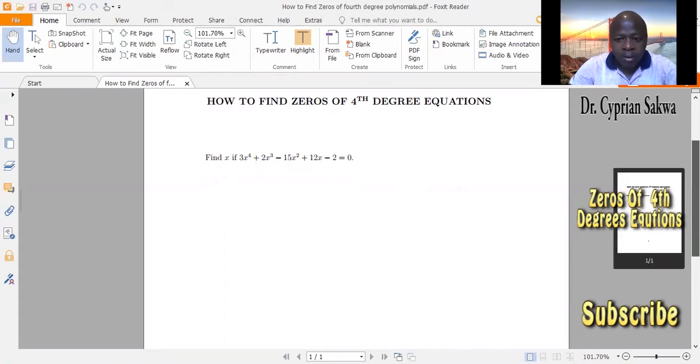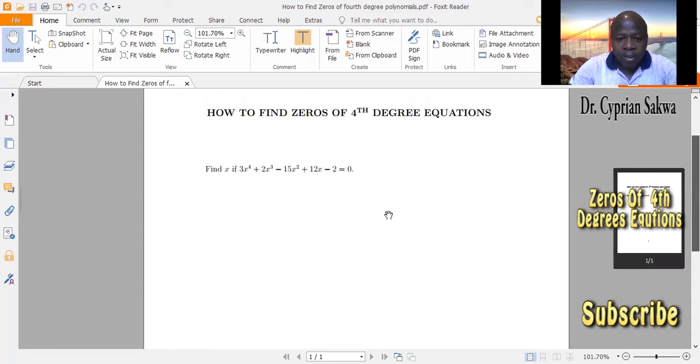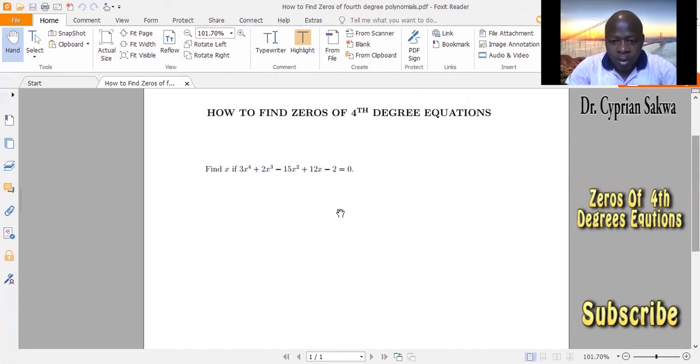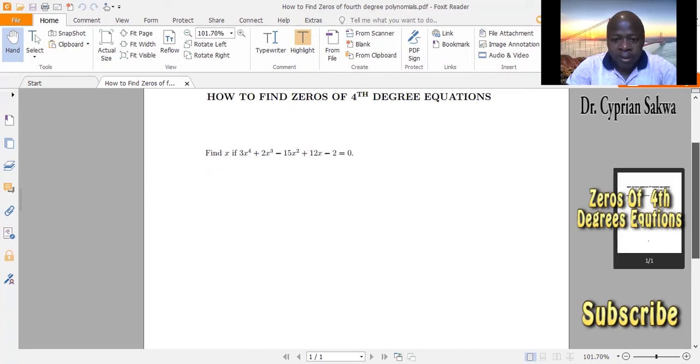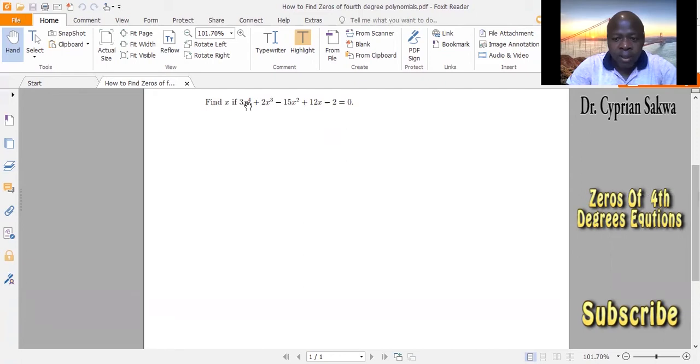So we'll look at just one example to illustrate how to find the zeros or solutions or roots to this kind of equation where the highest power is 4. What I'll be doing for this kind of equation is first of all to find out whether this equation can be reduced, whether we can factorize it. Once we find out whether it can be factorized, then we factorize. And then after factorizing, we solve and find the values of x.